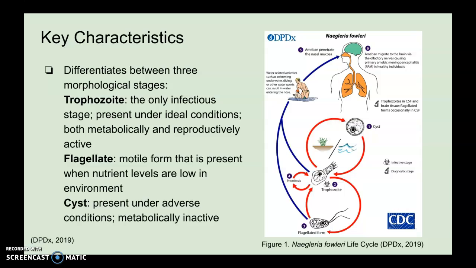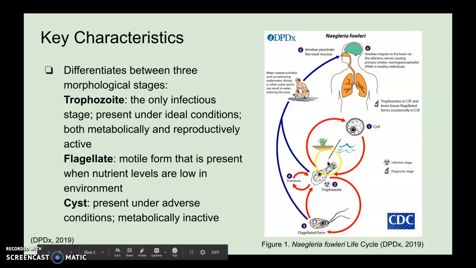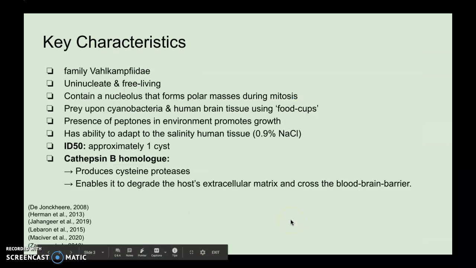The trophozoite can then differentiate between two other stages. The flagellate is the motile form, and that is present when nutrient levels are low in the environment. And the flagella enables it to move to a more nutrient-rich part of the environment. The trophozoite can also differentiate into the cyst form, and this is present under severely adverse environmental conditions, and it is metabolically inactive. The figure to the right shows what each of these three stages looks like, and it also shows the trophozoite differentiating between the two other stages.